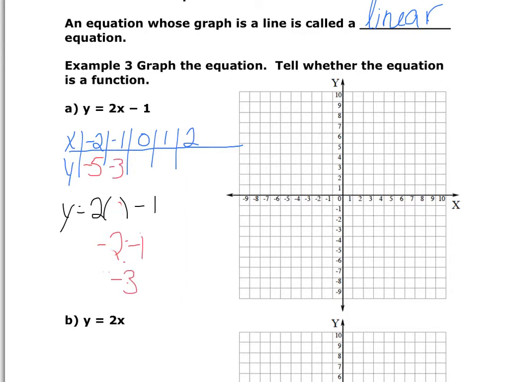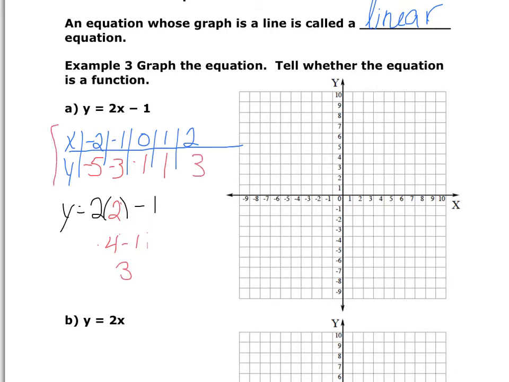Continuing the process should be pretty easy for 0. We have 2 times 0, which is 0 minus 1. That gives me -1. Next one is 1 that we're going to plug into the table. So I say 2 times 1 is 2, minus 1 is going to give me +1. And the last value that I'm going to plug into the table is going to be 2. 2 times 2 is 4, minus 1 gives us 3.